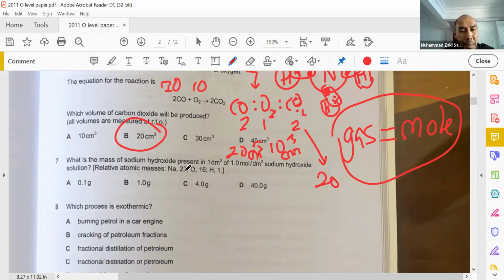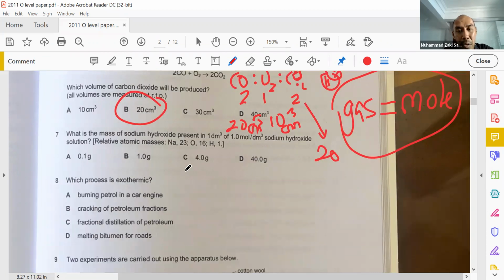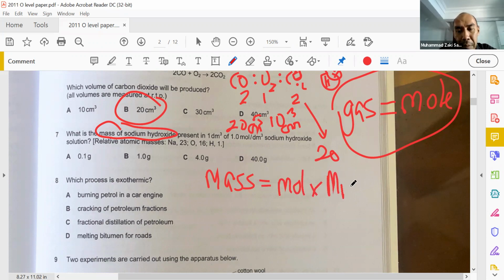Next, what is the mass of sodium hydroxide present in 1 dm cube of sodium hydroxide? For this case, you know mass. If you remember, mass in the mole concept equals mole times Mr. So how to get the mole? Mr must be calculated. Let's get the mole first. You can do the calculation here.